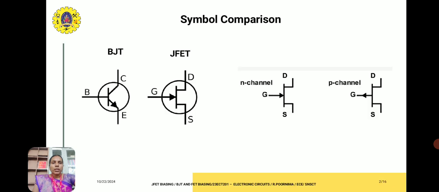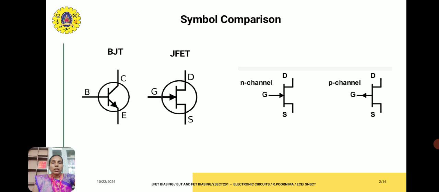First of all, we can compare the symbols of the bipolar junction transistor and the JFET to understand the difference between these two. BJT consists of three terminals, base, collector and emitter, in which the collector current depends on the base current. In the JFET, we have drain, source and gate, in which the current depends on the gate voltage. So the difference is, BJT is a current control device, JFET is a voltage control device.